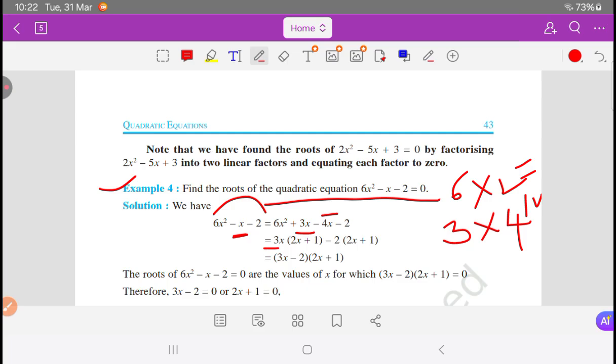So take out 3x common from these two. What is left is 2x plus 1. From the other two terms, 4x minus 2, take 2 as the common. So what is left is 2x plus 1. So 2x plus 1 is common, and what is left is 3x minus 2.